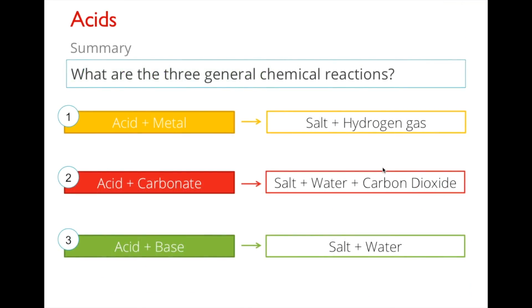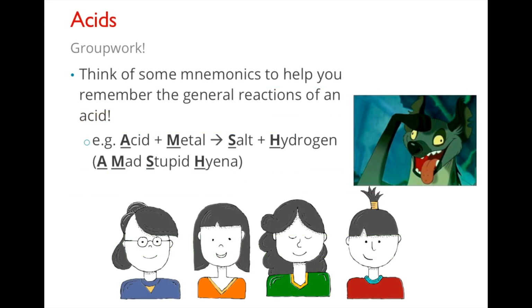Now, why are there three? Here's a summary of the three general chemical equations. Acid and metal gives me salt and hydrogen gas, what we did in the lab. Acid and metal carbonate gives us salt, water, and carbon dioxide. We also did this in the lab. Acid and base gives me salt and water. Now, you can try and think of some mnemonics to help you remember the general reactions of an acid. For example, acid metal gives me salt and hydrogen. I can remember it as a mad stupid hyena, AMSH. So you can try and think of ways to remember the acid reactions yourself.